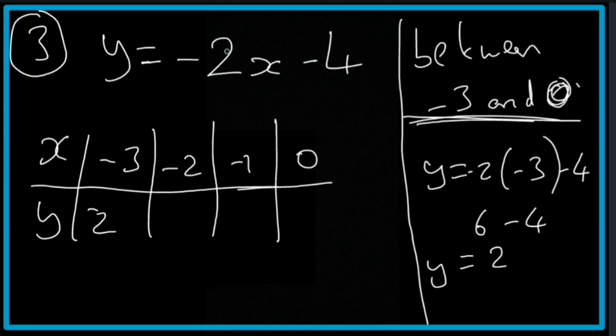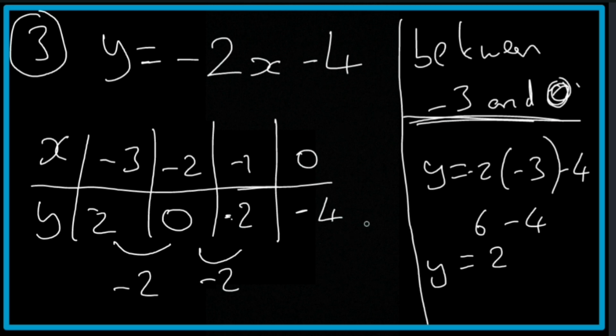I'll do the next one in my head. Negative 2 times negative 2 is positive 4. 4 minus 4 is 0. Okay. Negative 2 times negative 1 is 2. Minus 4 is minus 2. So as we can see the pattern here, you are subtracting 2 each time. So if you subtract 2 again, it's going to be negative 4. And if you want to check that, minus 2 times 0 is 0. Minus 4 is minus 4.